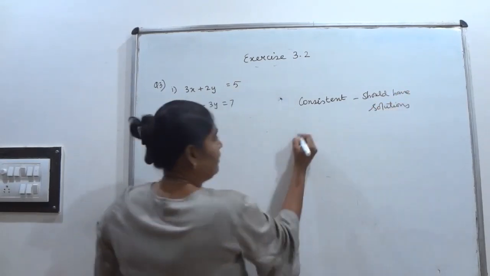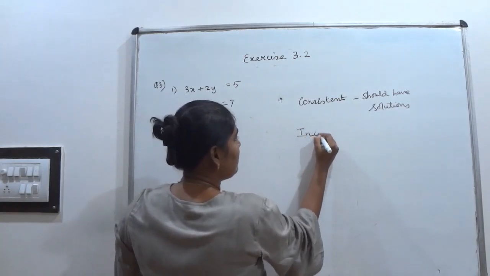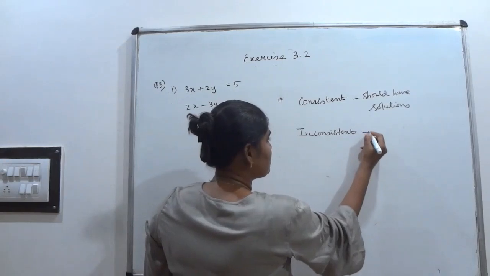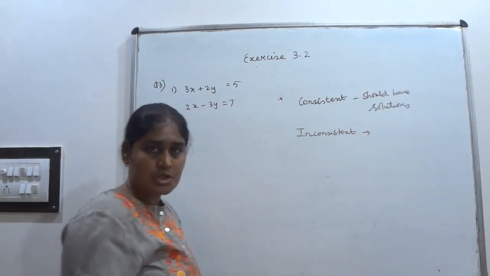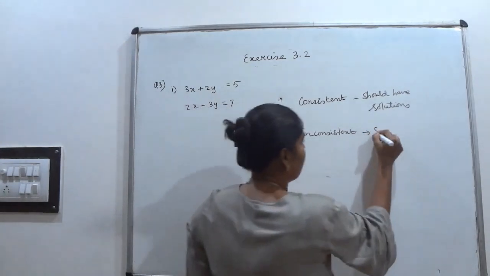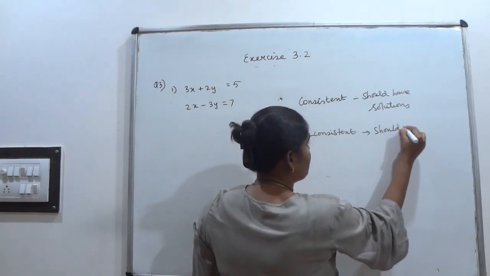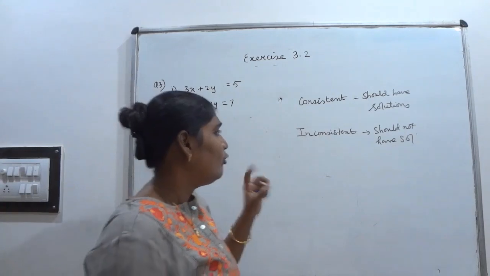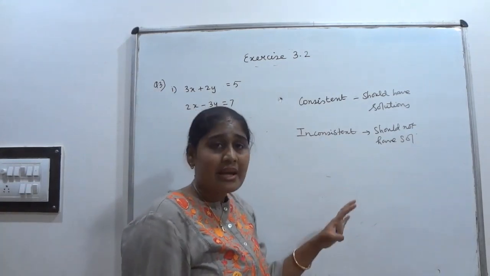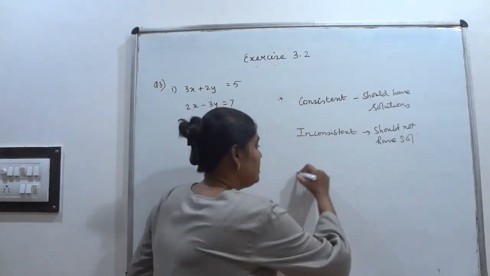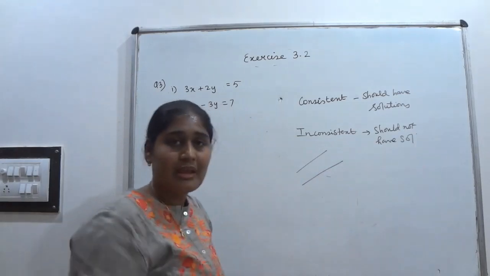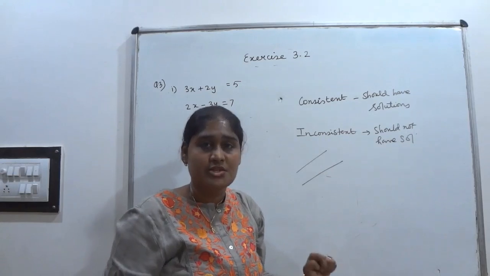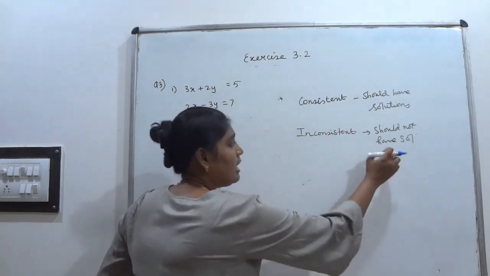Inconsistent. What is meant by inconsistent? That means a pair of equations should not have any solutions. For example, parallel lines, they never intersect. See, they never intersect. Therefore, they have no solutions. Therefore, we can tell that these are inconsistent lines. They do not have a solution.